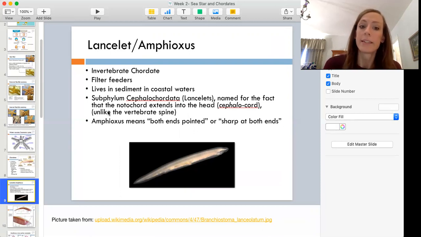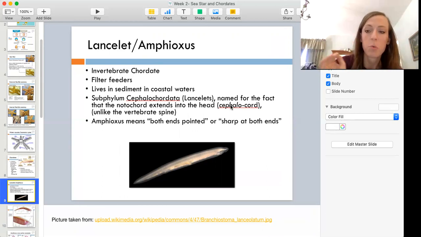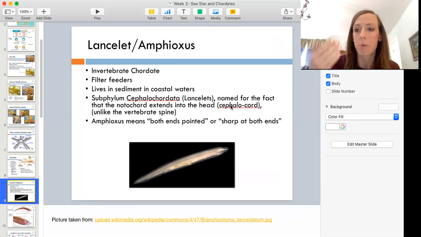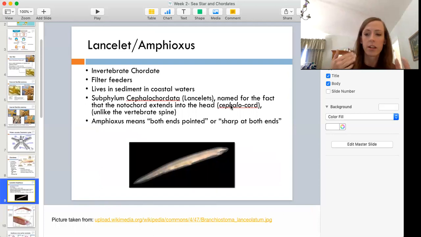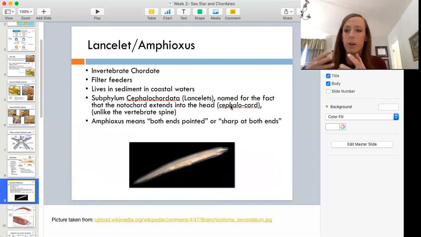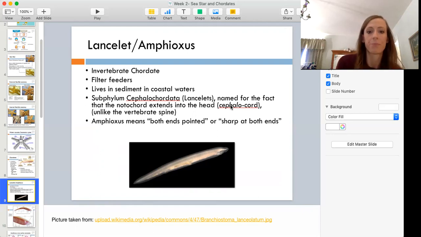Like I said, it's in the subphylum Cephalochordata, which is named for the fact that the notochord, chordata, extends into the head, cephalo. So the notochord extends the entire way into the head, whereas in other organisms, it might stop prior to the head because that organism has a more developed brain. That would take the place, and then the notochord will develop into structures that are more support-like posterior to that.